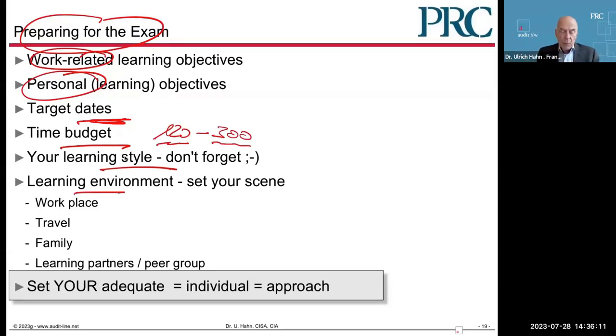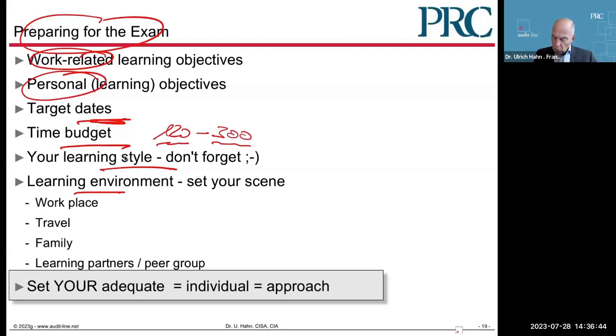The learning environment is helpful. If you have a family, sometimes you need a free space for yourself to set yourself aside and be undisrupted. Maybe you can do that in the office. Some people listen to the webinars when they are driving in the car or in the train. I think it's good to have at least a place where you can learn constantly over time before the exam.